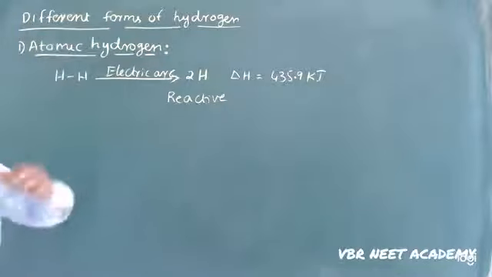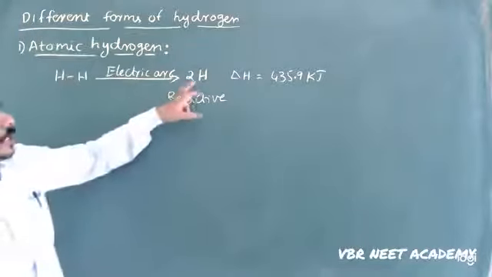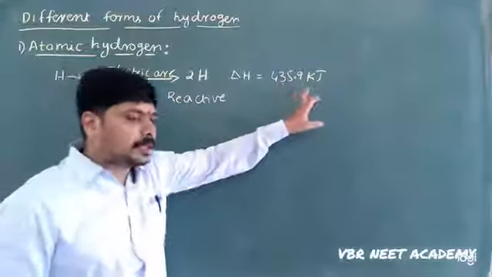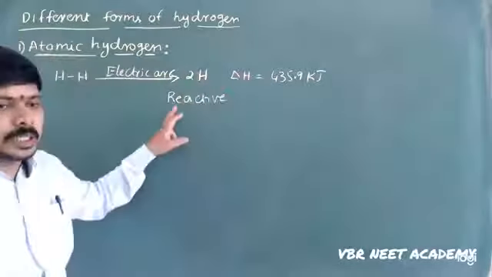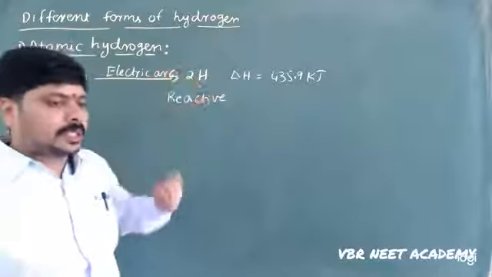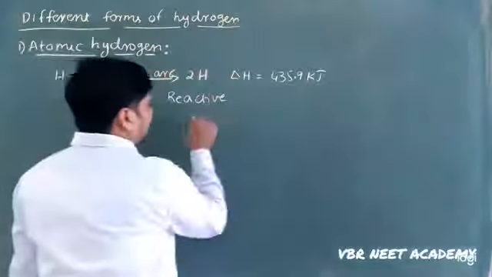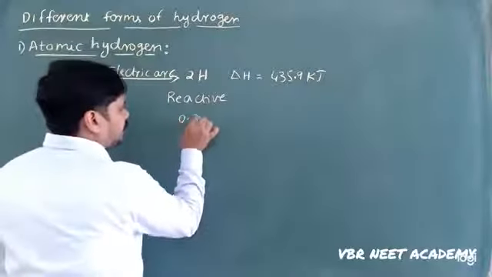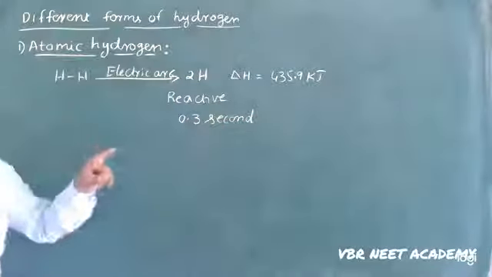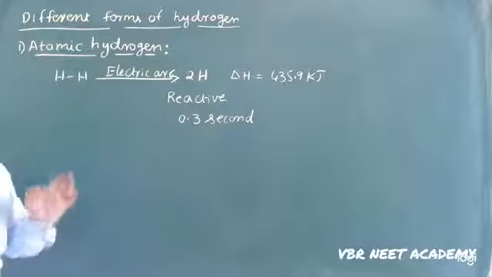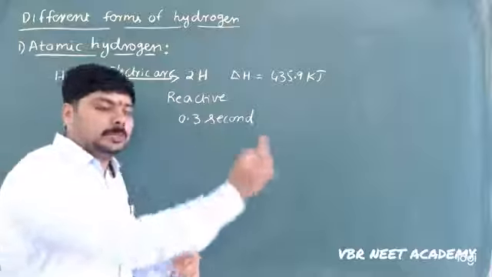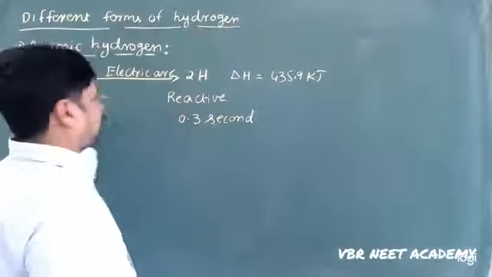Why is it highly reactive? As this hydrogen is formed by the supply of 435.9 kilojoules of energy, it is highly reactive. This highly reactive hydrogen has a lifetime of only 0.3 seconds, one third of a second. Immediately it combines and forms the H2 molecule back.